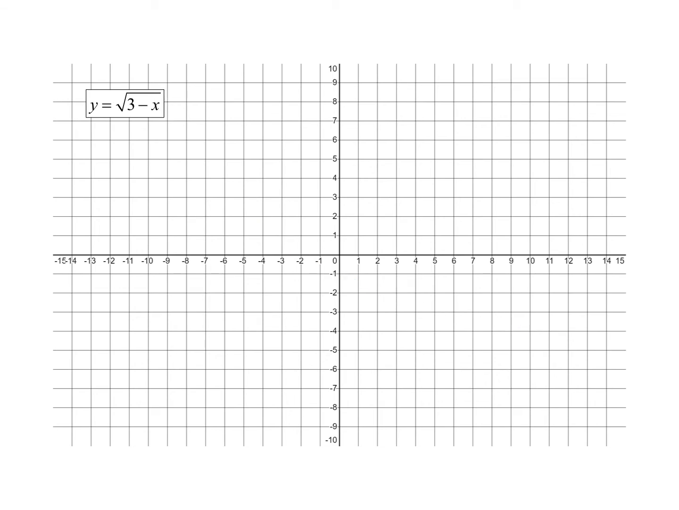This one here, we have a 3 minus x under the root. It can also be written like this. So the shift is actually to the right 3, but here with the negative, instead of going to the right, it goes to the left.